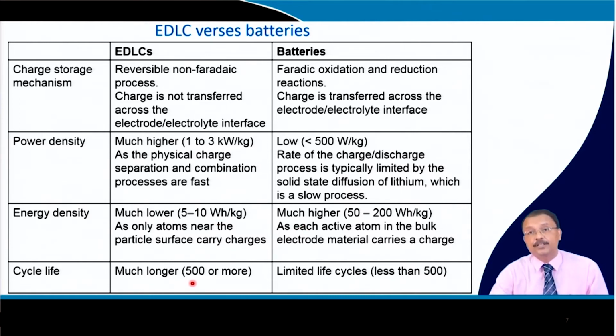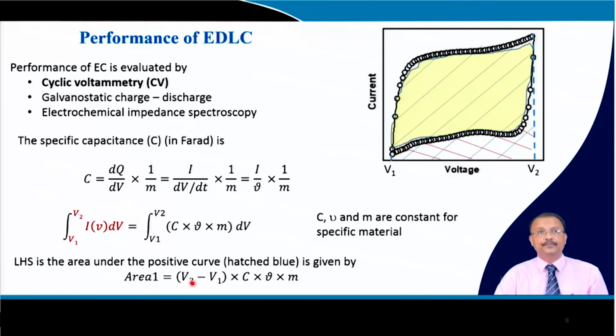But since it is a very fast process, the cyclability is quite long, 500 or more. So, easily you can go up to 1000 cycles without any loss of the capacity. But in case of battery, you have seen that this is a major problem, that progressively you lose capacity with charge discharge cycling. So, these are the common distinctions between the ultracapacitor, which is EDLC type, and the normal battery, which we have already described as part of this course.